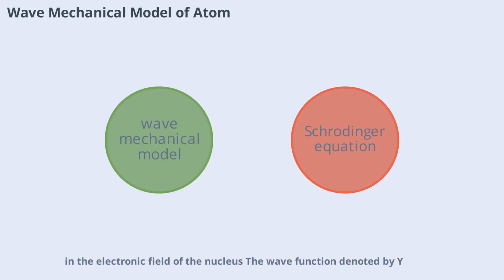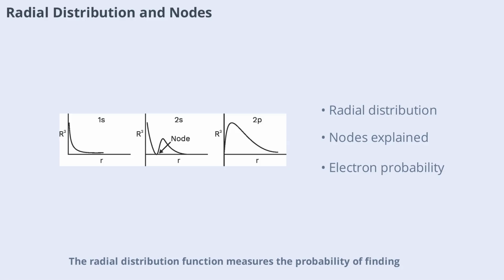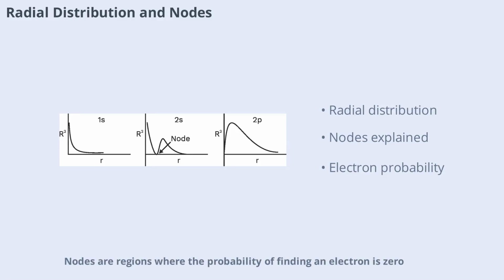The wave function, denoted by ψ, represents the amplitude of the electron's wave and can have positive or negative values. The probability of finding an electron is given by ψ², and the space with maximum probability is called an orbital. Radial distribution function measures the probability of finding an electron at a certain distance from the nucleus. Nodes are regions where the probability of finding an electron is 0.